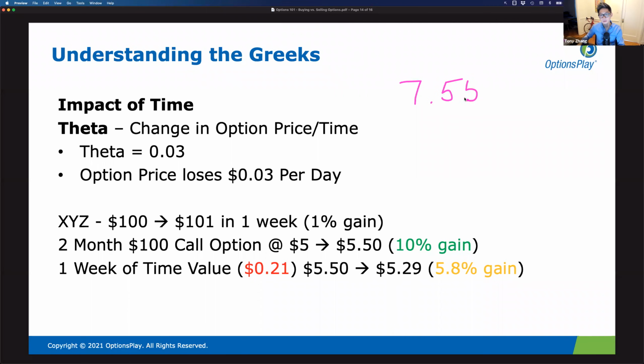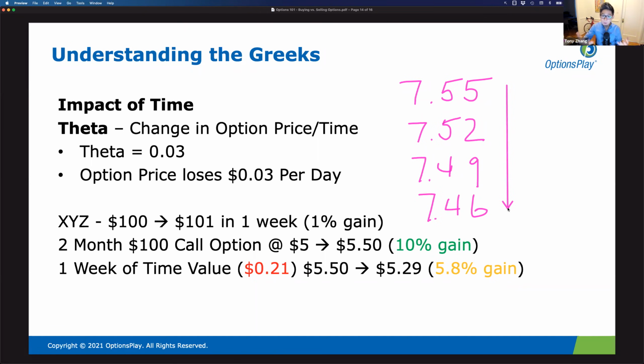If let's say this option had a theta of 0.03, that means if everything else stayed the same, meaning between today and tomorrow, the stock price didn't move, the only thing that changed was the fact that time went on by a day, my option tomorrow will be worth $7.52, $7.49 the day after, $7.46 the day after that. And what you have is an erosion of the value of your option as time goes on.